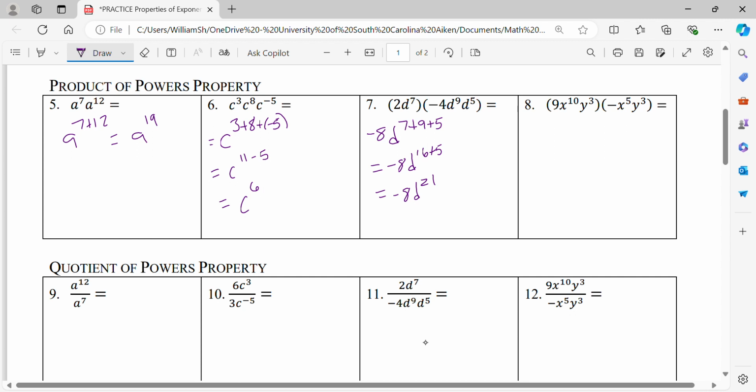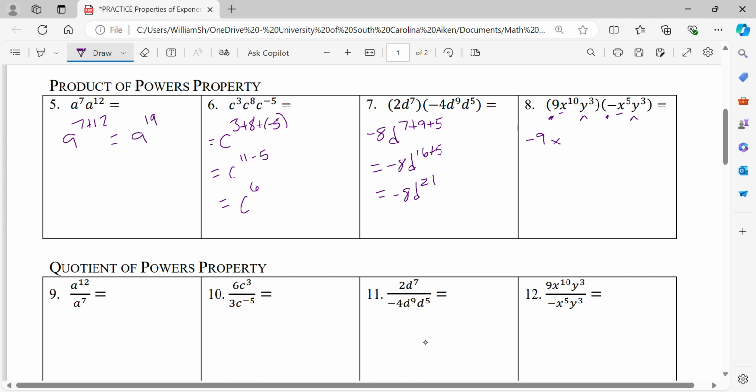Now, in number 8 here, I have 9 times x raised to the 10th power times y raised to the 3rd power times negative x raised to the 5th power times y raised to the 3rd power. Now, we should be able to combine the bases of x together and combine the bases of y's together. I'm also going to multiply this 9 times this negative here, because technically that's just a negative 1 placeholder. So my first step here, I'm going to reduce this to negative 9 times x, and I should be able to combine these x's.